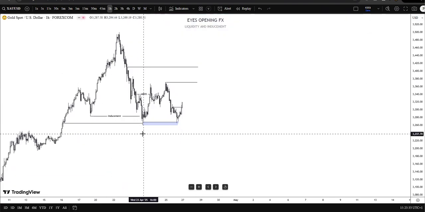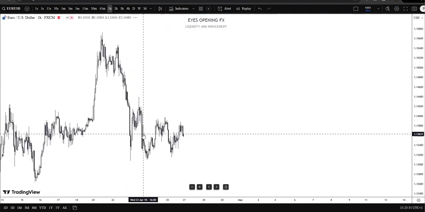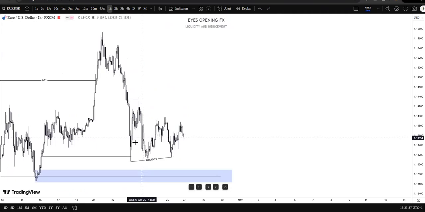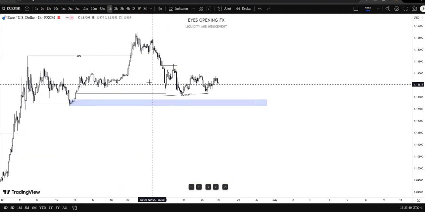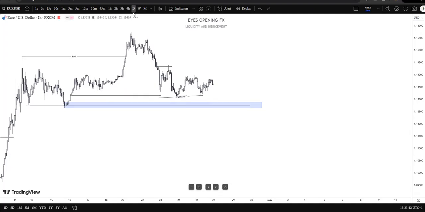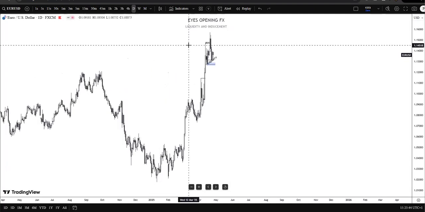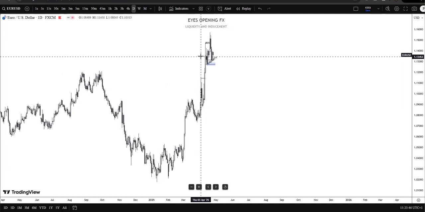Now we also have another major view on EUR/USD. So this is one of the views I have. Market broke structure here to the upside. On the daily time frame, we can see the market engulfed this high. So this shows a clear engulfing.